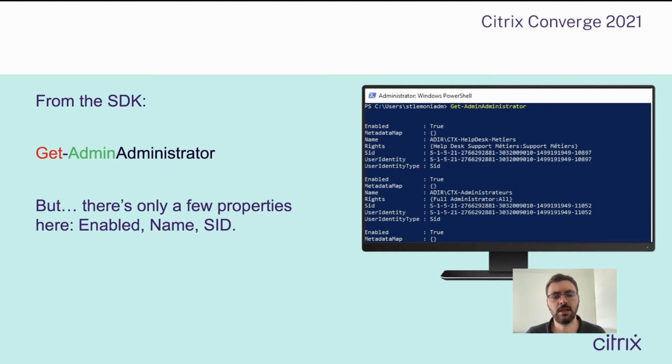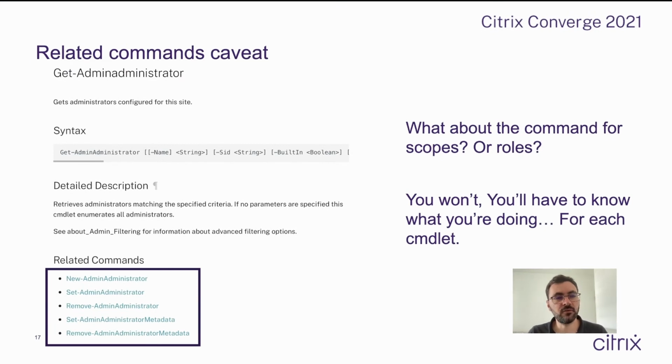But the properties available, if we have a look at the screenshot, are limited only to the administrator itself. We have the status, enabled or not, an admin name, an Active Directory name, which is a group or a user, and the SID. But if you're familiar with the Add Administrator wizard, scopes, like on what objects the administrator can work, and roles, what the administrator can do on these objects, are missing.